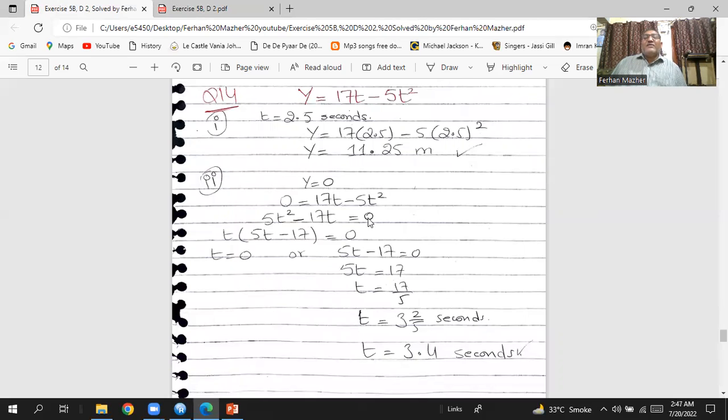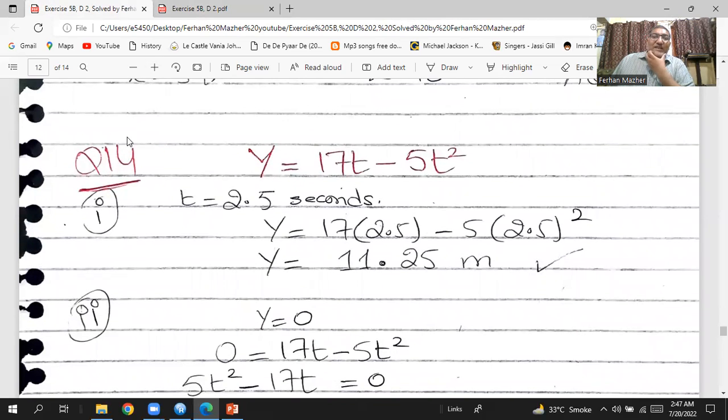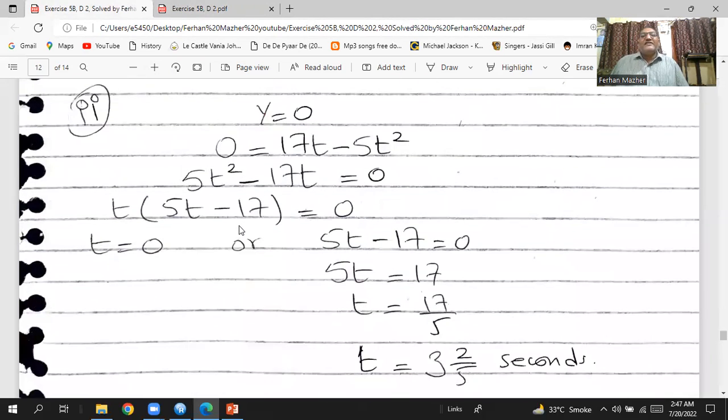So y is equal to 17t minus 5t square. At the time t = 2.5 seconds, the y will be 17 into 2.5 minus 5 into 2.5 square. Just enter these values on your calculator. You will get 11.25 meter. Then the question is when the height is 0, when it will return to the ground.